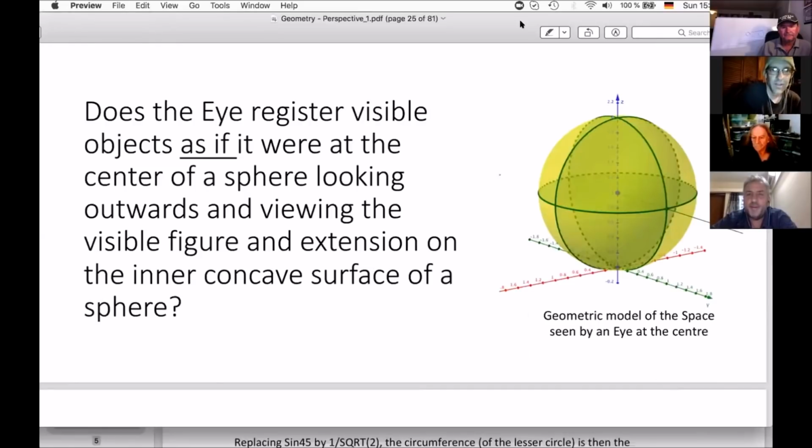So basically, if I draw the geometrical model now of a sphere with an eye at the center, don't think of this as the eye anymore. Think of this as the geometrical space of visual perception with an eye at the center looking out. So what you see is basically a visible figure on the inside concave surface of this sphere. You're in the middle, you're looking out, and your whole world of visibles, every visible object that you see, is actually being registered as a figure on the inside concave surface of a sphere.